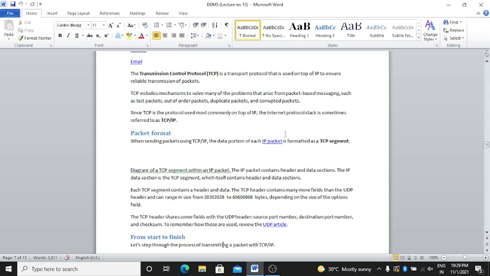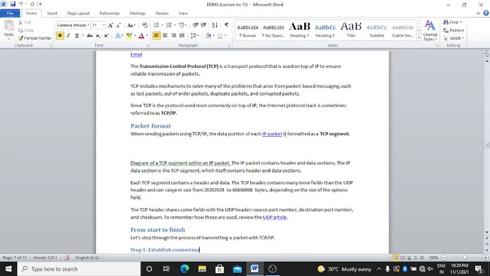The Transmission Control Protocol is a transport protocol that is used on top of IP to ensure reliable transmission of packets. TCP includes mechanisms to solve many of the problems that arise from packet-based messaging, such as lost packets, out of order packets, duplicate packets, and corrupted packets. Since TCP is commonly used on top of IP, the Internet Protocol Stack is sometimes referred to as TCP/IP.